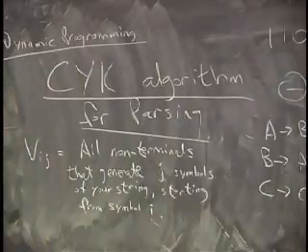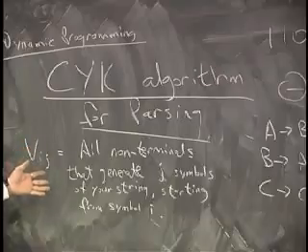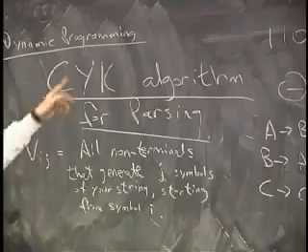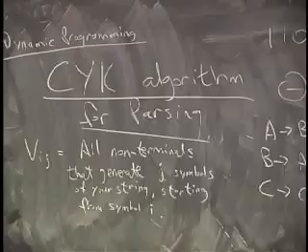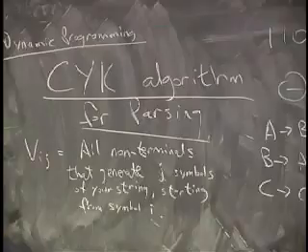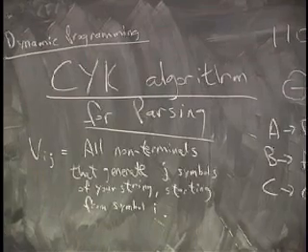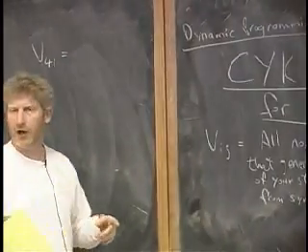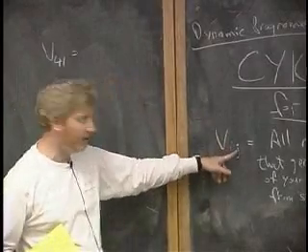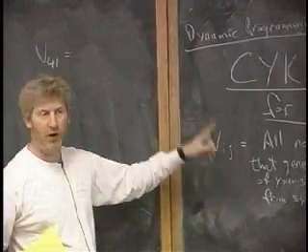Okay, we need that notation because this is going to give us a way to identify every single piece of this string and which non-terminals can generate it. For example, let's do a particular example. Let's do V41. V41 are all the non-terminals that can generate one symbol starting at position 4 of this string.